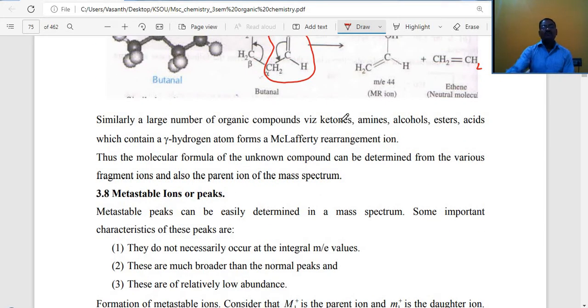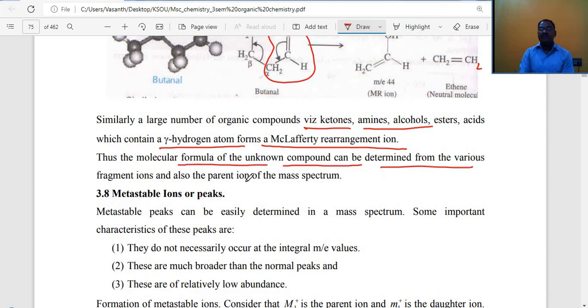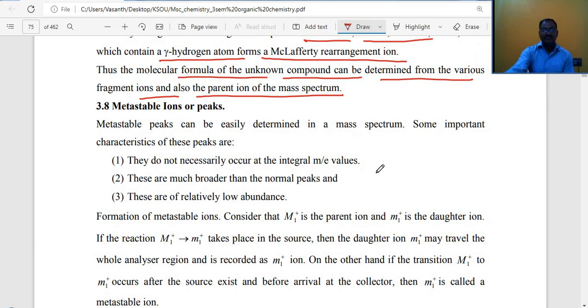Similarly, a large number of organic compounds like ketones, amines, alcohols, esters, and acids which contain gamma hydrogen atoms form McLafferty rearrangement ions. Thus, the molecular formula of the unknown compound can be determined from the various fragment ions and also the parent ions of the mass spectrum.